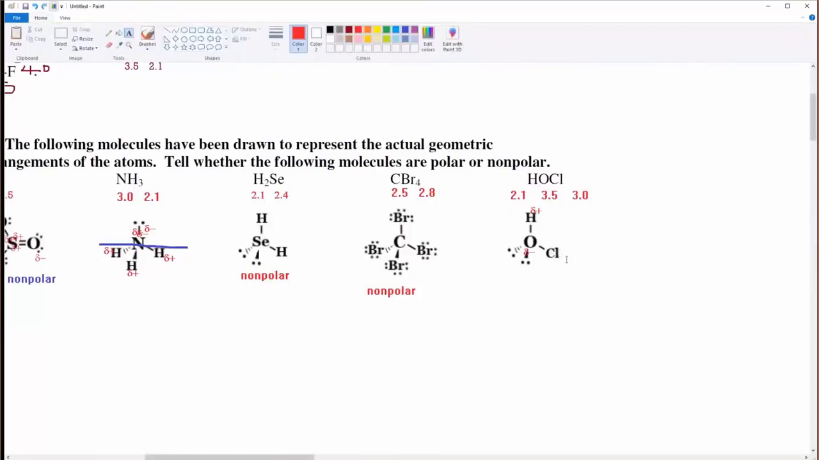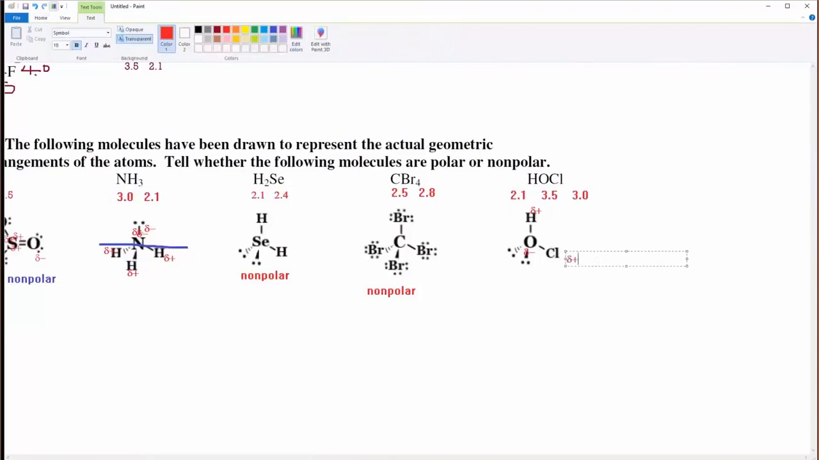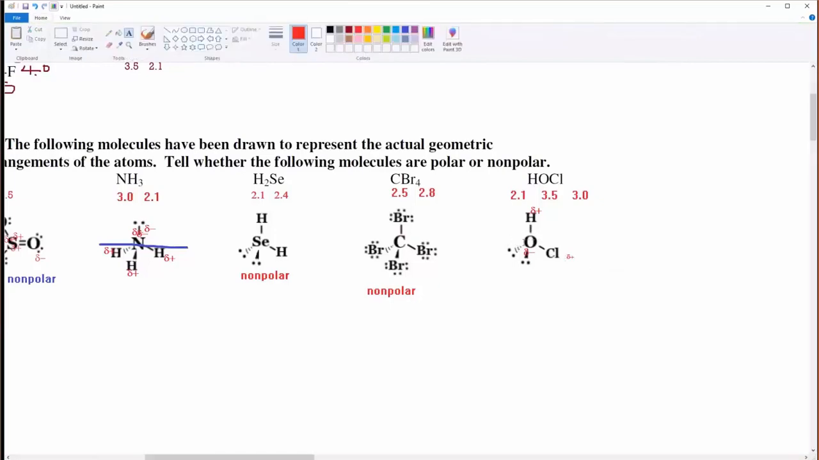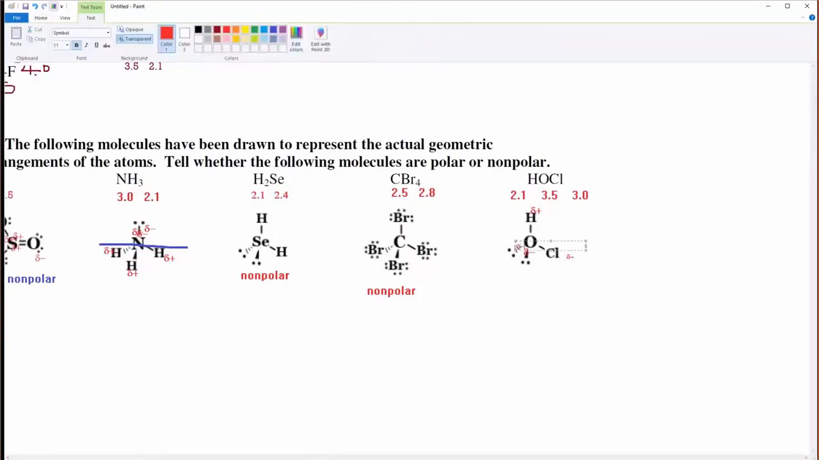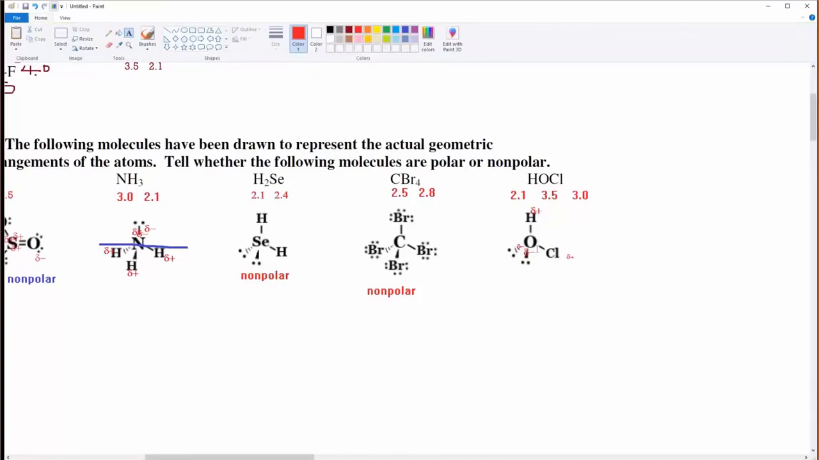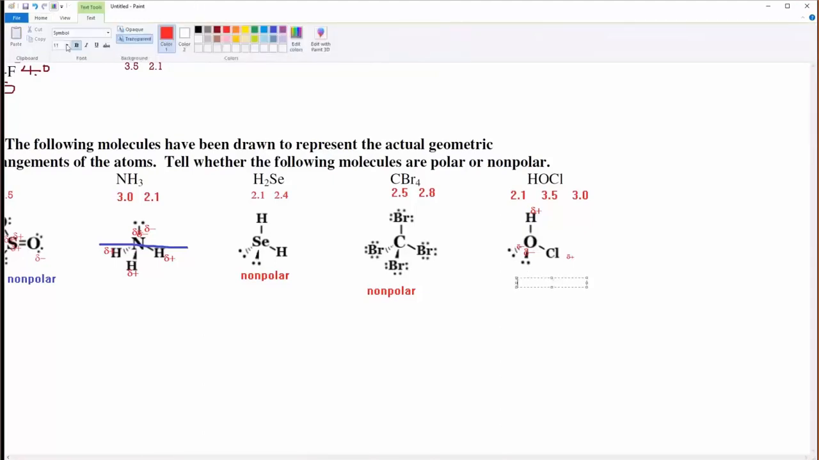One thing we could do to show that, if we wanted to be specific, we might draw a much smaller partial positive there and a much smaller partial negative on this end, right? To distinguish it from the larger partial negative, but it doesn't really matter. Okay, so then is this molecule polar overall? Sarah says it's polar. Why is it polar?